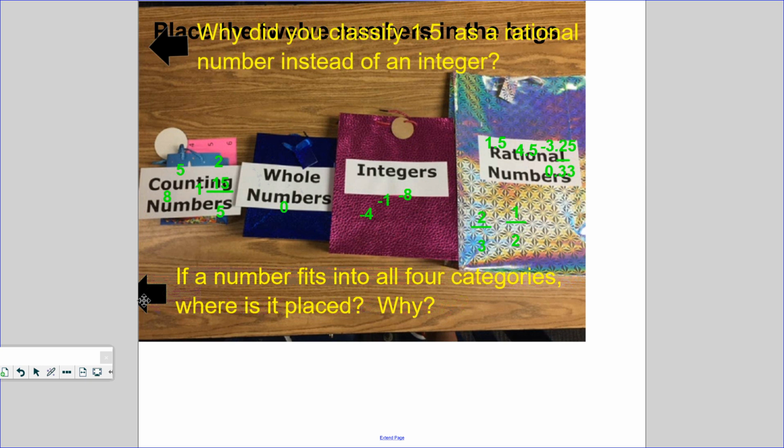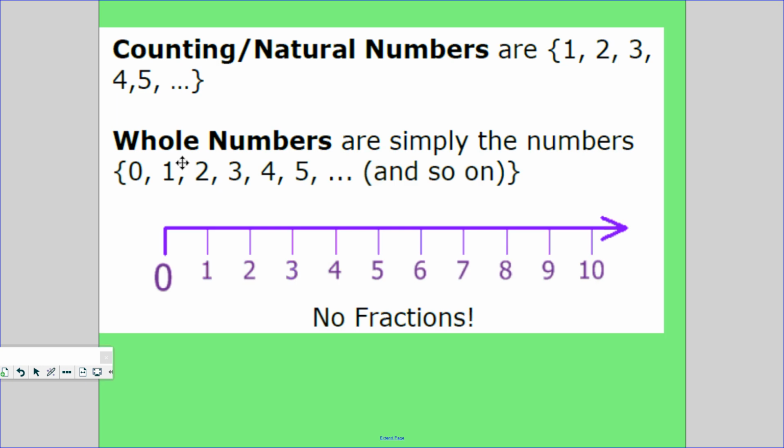If a number fits into all four categories, where should it be placed? In rational numbers or counting numbers? Counting numbers. Let's think of the number 5. Is 5 a whole number? Yes. Can 5 be an integer? It's a whole number opposite. Can 5 be represented as a fraction? 5/1. Yes, it can.